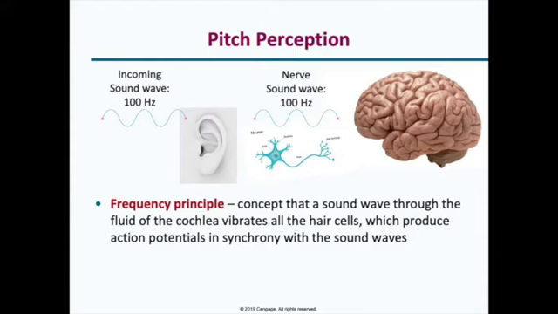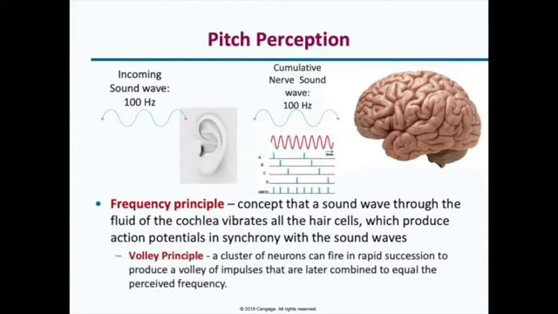Slide 35. The frequency principle was good for explaining perception of low frequencies, but ran into limitations when used to explain more intermediate frequencies. Our neurons can't fire as fast as the frequencies of intermediate and high sound waves, so how does the frequency principle apply to these higher frequencies? The Volley principle is a modification of the frequency principle that fixes this limitation by showing that at higher frequencies, a cluster of neurons can fire in rapid succession to produce a volley of impulses that are later combined to equal the perceived frequency. It turns out this volley principle only works up to frequencies of about 1,000 hertz.